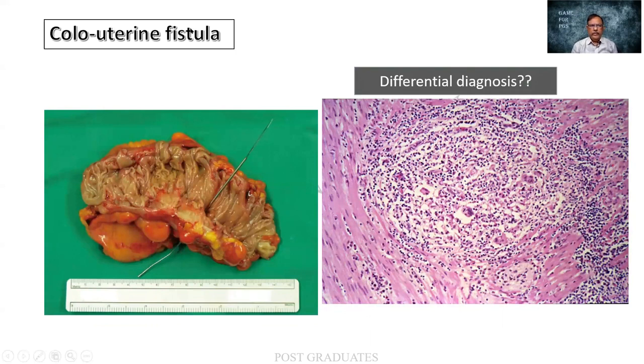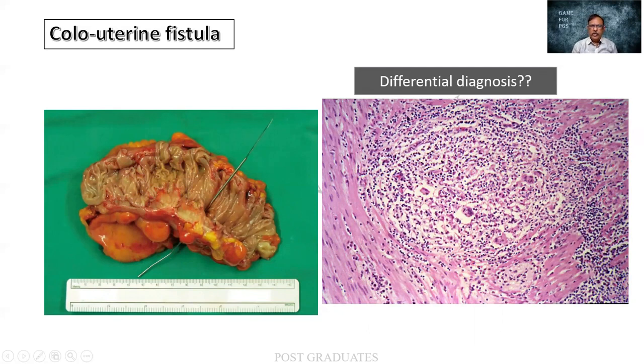Colouterine fistula. Fistula again, there will be a definition. A fistula is supposed to be a narrow passage that connects two larger sacs or a large sac to the exterior. Such definitions you should be knowing. I hope you can recall your surgery. In this case, it is a colouterine fistula that has been identified by means of a probe.